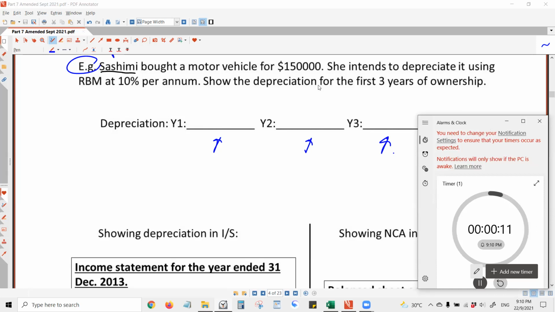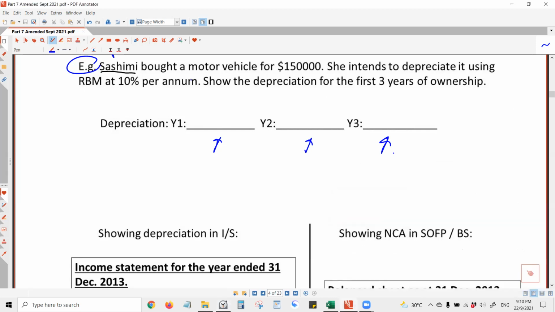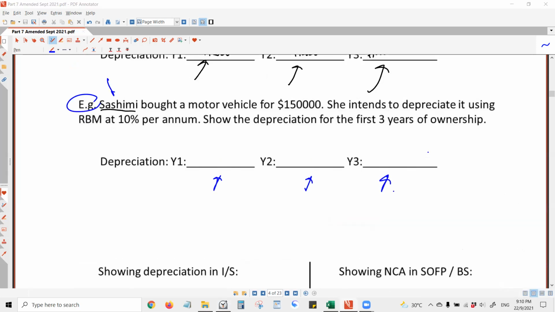Time is almost up. Now let's discuss. First and foremost, they ask you to do straight line, reducing balance method, RBM, which stands for reducing balance method, right? First year, what formula should you use? Cost times percentage. Second year and third year, what formula should you use? Cost minus accumulated depreciation, then you times the percentage, right?